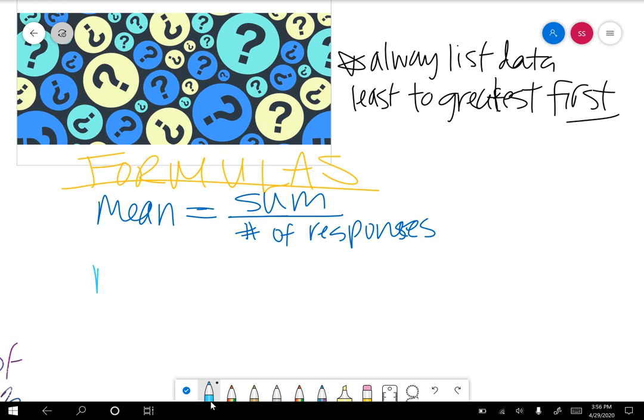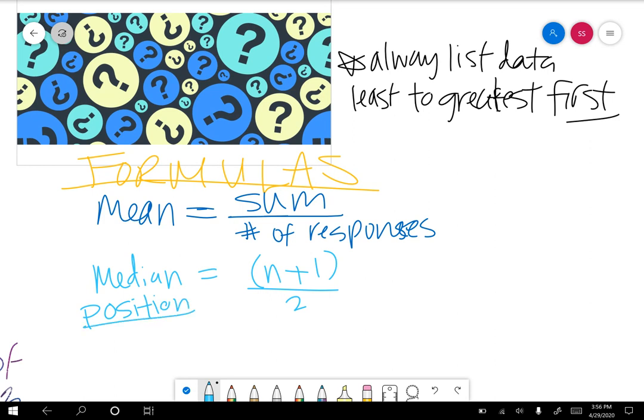Okay, median. Again, you can just cross numbers off one at a time from each side with small data samples, but it's good to know the formula. N plus 1 divided by 2. Now again, this gives you the median position. That's the key thing to remember. It's not the actual median value, it's the position of the median in your line of least to greatest data. Okay? And again, N, I'll write this down too. N equals number of responses.